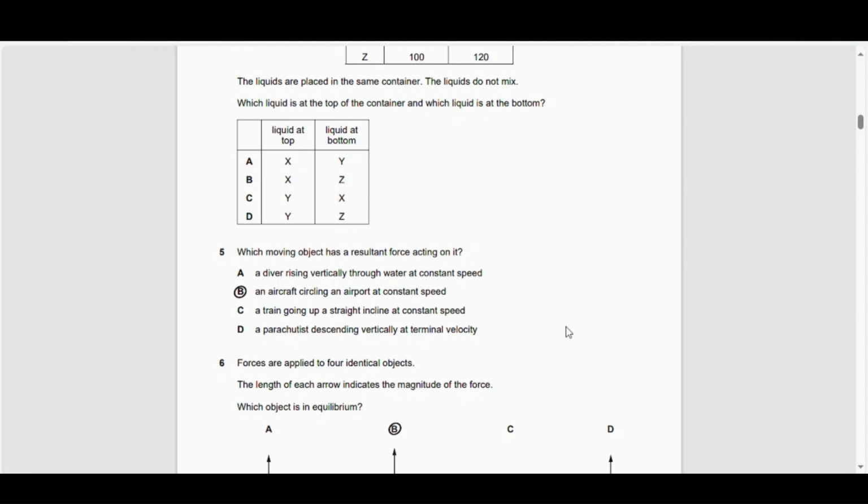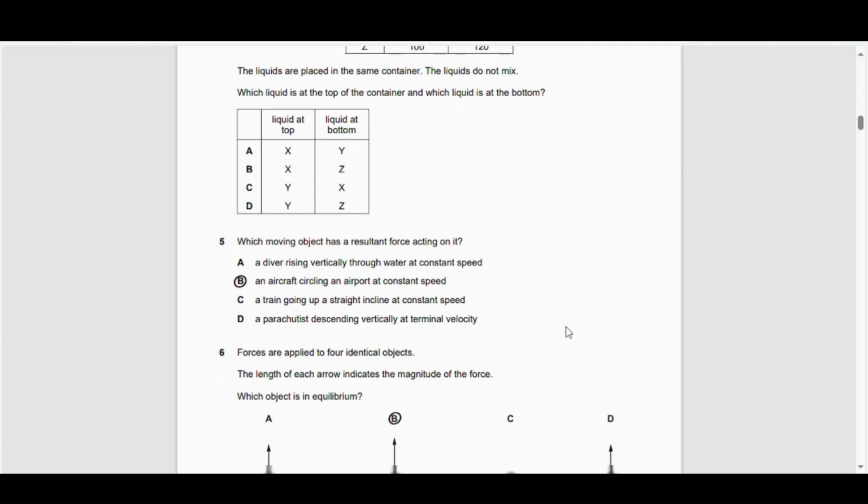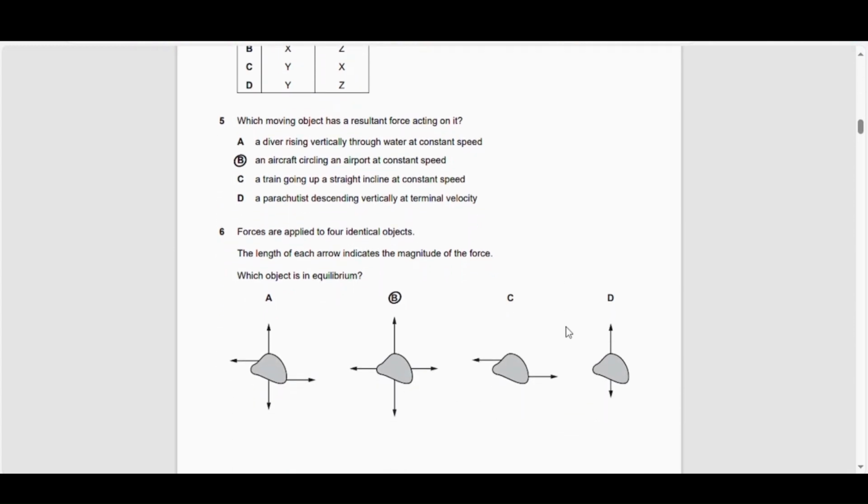So B is the right answer there. But again, I think usually in these questions, if you see an object that is moving in a circular path, that will have a resultant force acting on it, even if the object is moving at a constant speed.